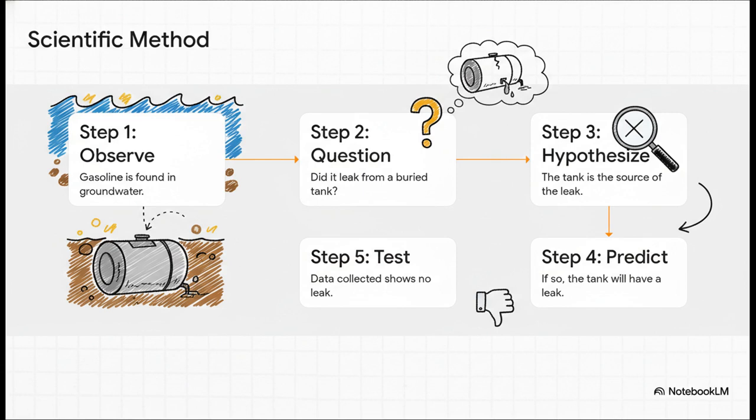Step 1, the observation. There's gasoline in the groundwater. Yikes. Step 2, the question. Did it leak from that buried tank nearby? Step 3, the hypothesis. The tank is the cause. Now, here's the really crucial part, the prediction in step 4. If the tank is the cause, then we should find a leak when we check it out. And finally, step 5, you test it. You collect the data, you check the tank, and no leak.